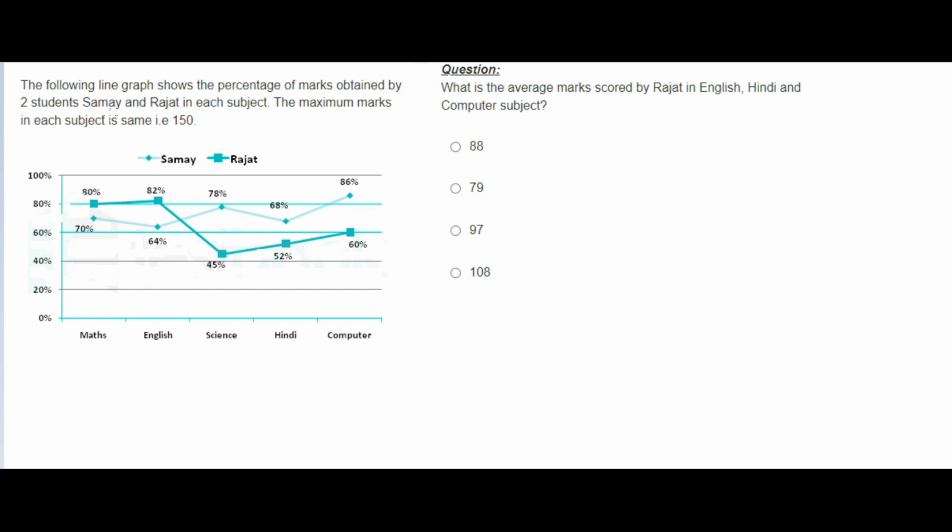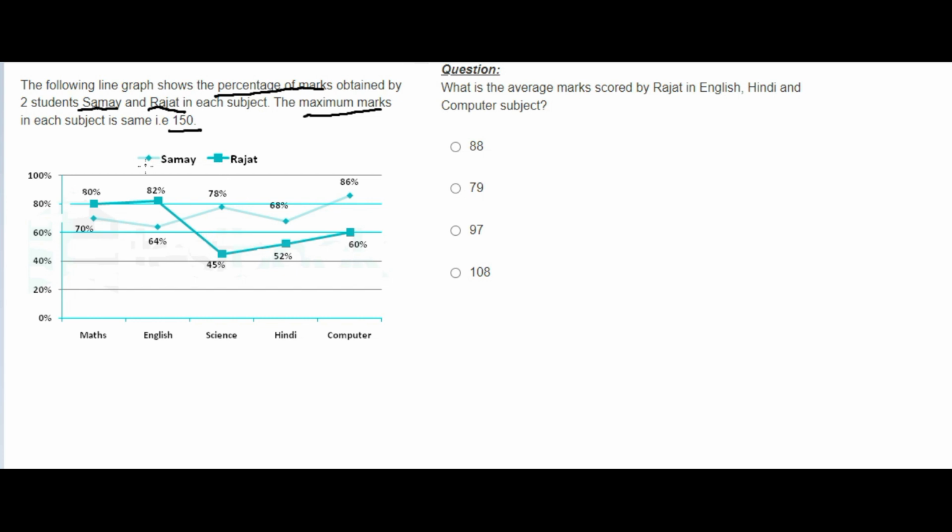So what they've asked, it shows the following graph, and there it shows the percentage of marks. The marks are obtained by two students. The first one is Samay, and the next one is Rajat. And they are telling that for each subject, the maximum mark is 150. It's not 100, but 150. But the graph is given for percentage. So you take it for percentage.